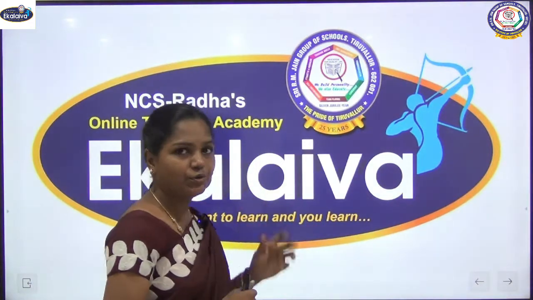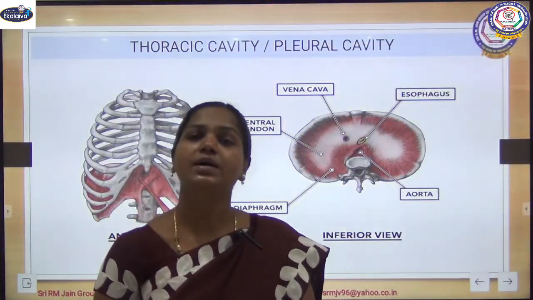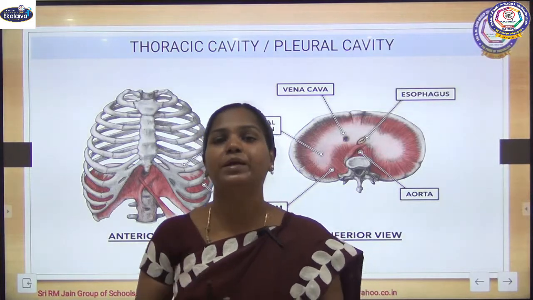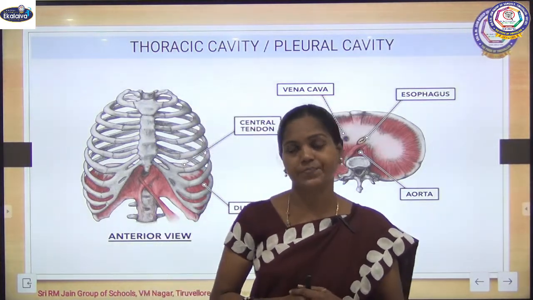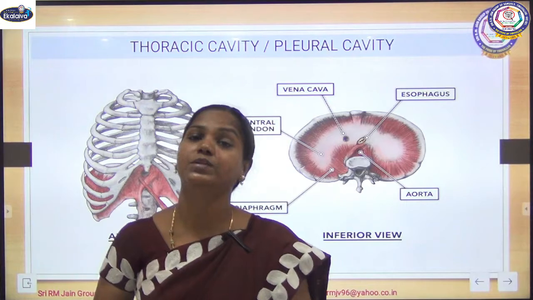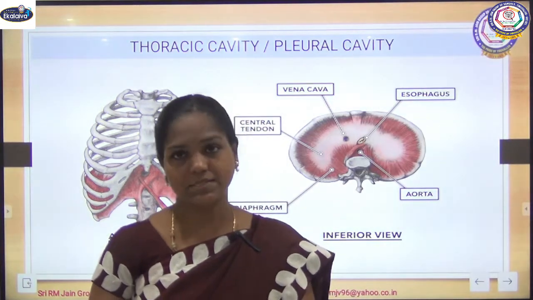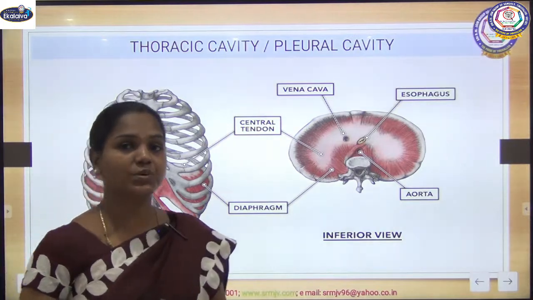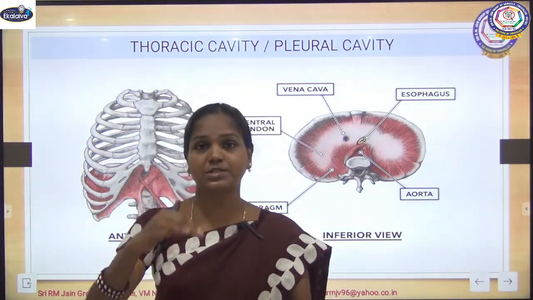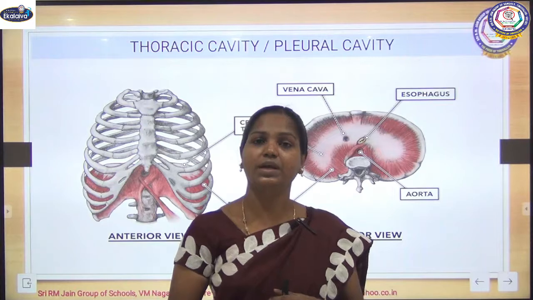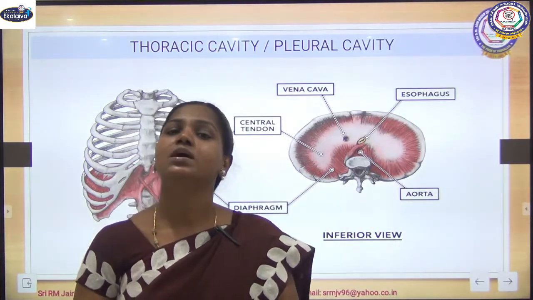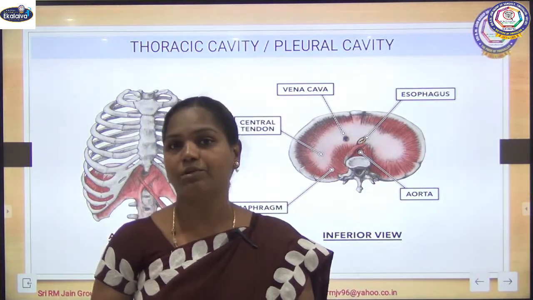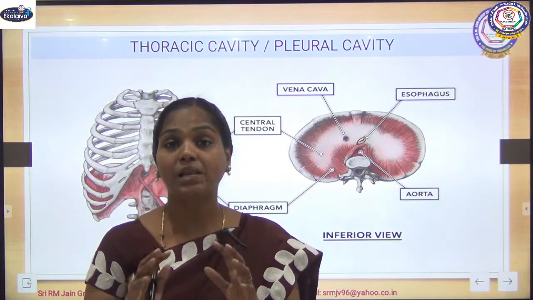In our last video, we started with the structure of our respiratory system and completed up to the structure of the trachea. Today we are going to see the structure of our lungs. The location of our lungs: the trachea is located in our thoracic cavity, and our lungs are also located in our thoracic cavity and are well protected.